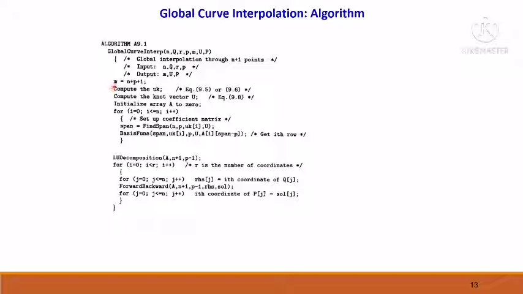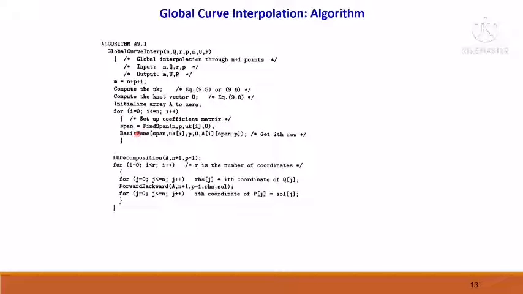So when you enter this function, we first calculate the value of m, which is given by n plus p plus 1, and then we compute the uk, and then we compute the knot vector U, and we initialize an array A to 0. After initializing the array, we will iterate through a for loop which sets up a matrix.